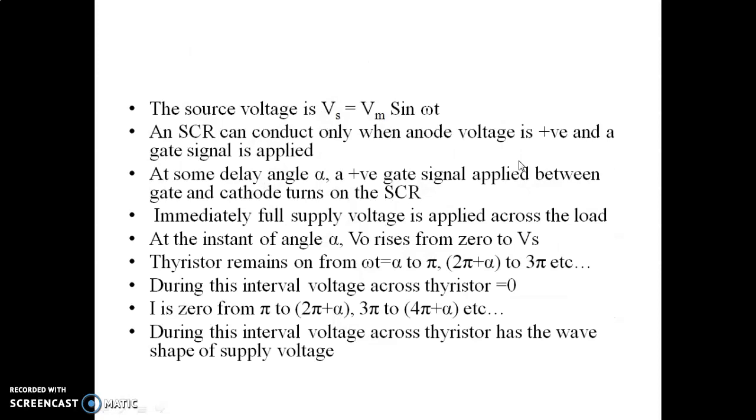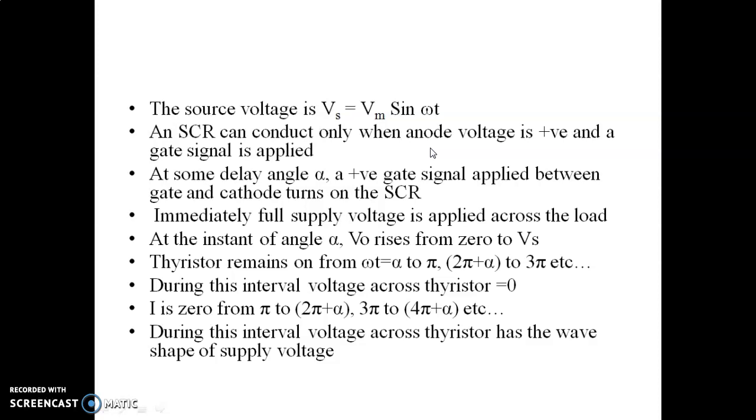Now coming to the explanation that I did already. Vs is equal to Vm sin omega t, and the SCR will conduct only when the anode voltage is positive and the gate signal is applied. At some delay angle alpha, a positive gate signal applied between the gate and the cathode turns on the SCR. Then the full supply voltage comes across the load.